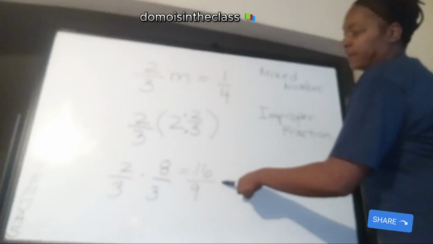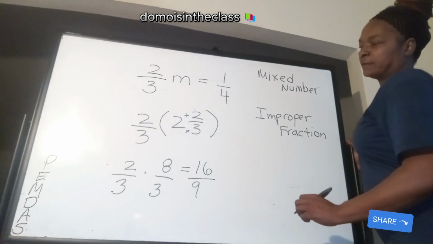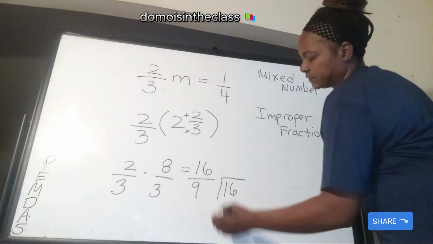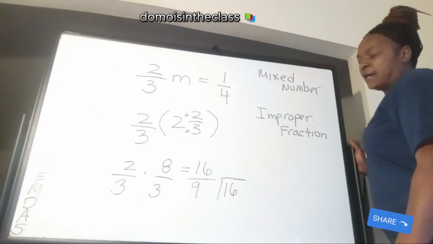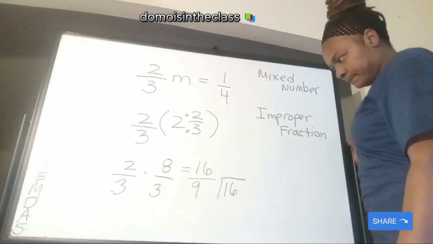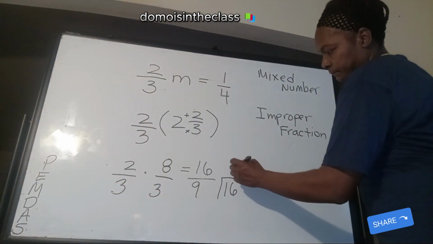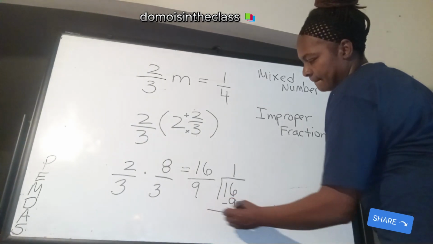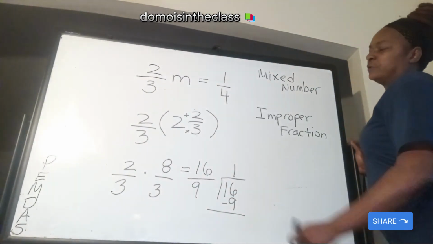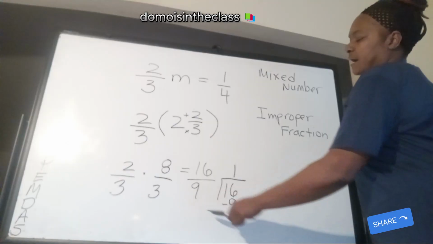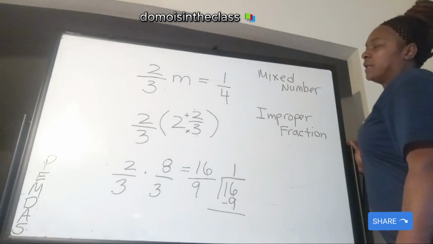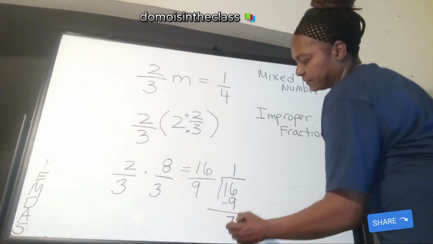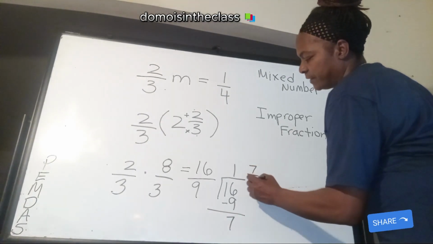And this is another improper fraction, correct? Yeah. And if we were to change that and put the 16 in the house, how many groups of 9 does it take to get to 16? Yeah, 1 group. Exactly. We subtract our 9 from doing a multiplication. 1 times 9 is 9. What's left? We get 7. So we would have 1 and 7 over 9.